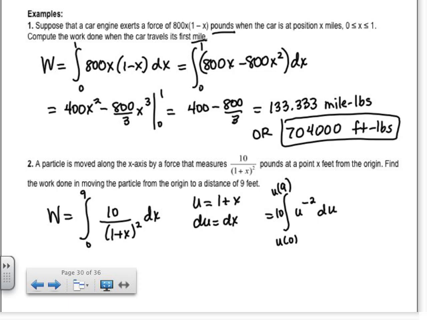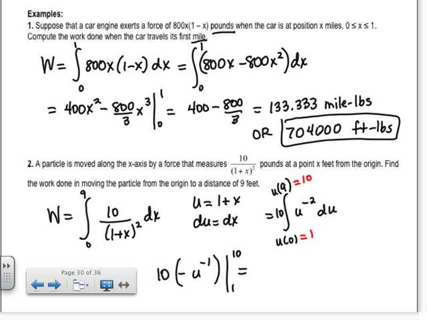Do you understand? Well, u of 0, if you plug in 0 into your u equation, you get 1. If I plug in 9, I get 10. When I integrate, u to the negative 2 is going to be u to the negative 1, right? Add 1 to the power with a negative 1 out front. I still have that 10 out front too. And I'm going from 1 to 10.